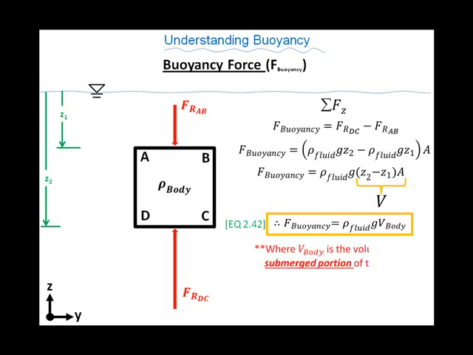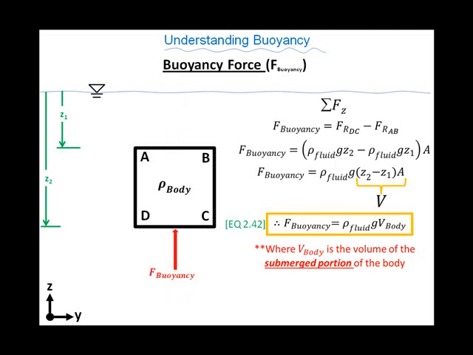Now, a key thing to note is that the volume of the body is the volume of the submerged portion of the body. So in our example, the entire body is submerged, so the volume is its entire volume. But if it were floating on the surface and only part of it was submerged in the water, then I would only use the volume of that submerged portion. Another way to look at it is that the volume of the body is the volume of water that's displaced by the body. So I'm only going to account for what's in the water, or in any fluid for that matter.